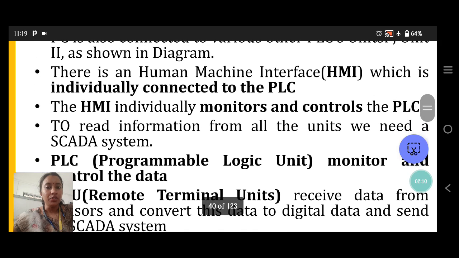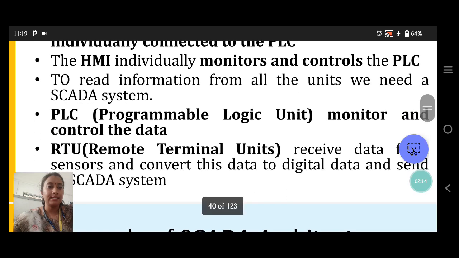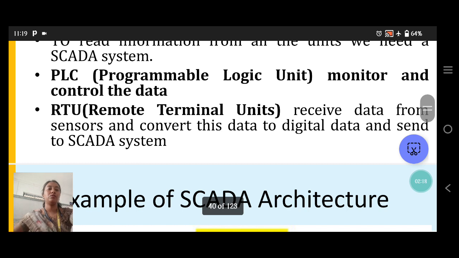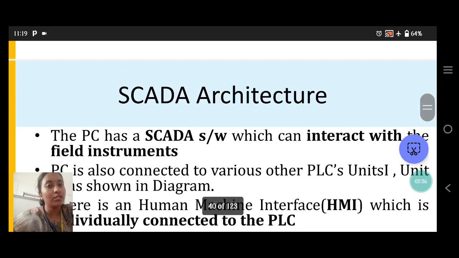To read information from all the units, we need a SCADA system. PLC is a programmable logic unit, also known as a programmable logic controller, which monitors and controls the data. RTU, as we have seen in the block diagram I have given, is a remote terminal unit that receives data from a sensor, converts the data to digital, and sends it to SCADA.